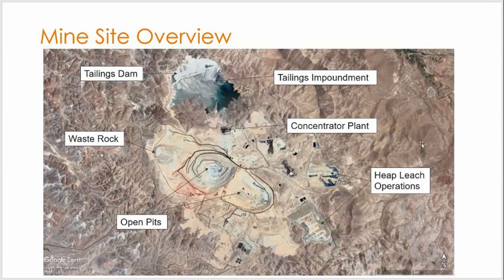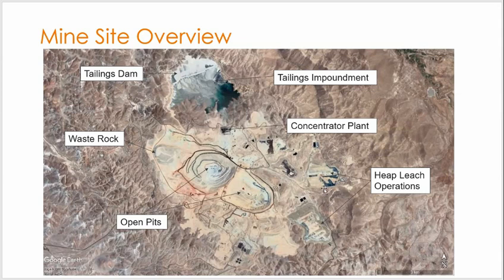The first way, which I won't spend a lot of time talking about today, but felt was worth mentioning, is heap leach. In heap leach, ore is crushed and placed in large piles, and it's essentially leached with a chemical solution that extracts the target mineral from the ore. That leachate is then collected, and the mineral is extracted from the leachate solution from there.